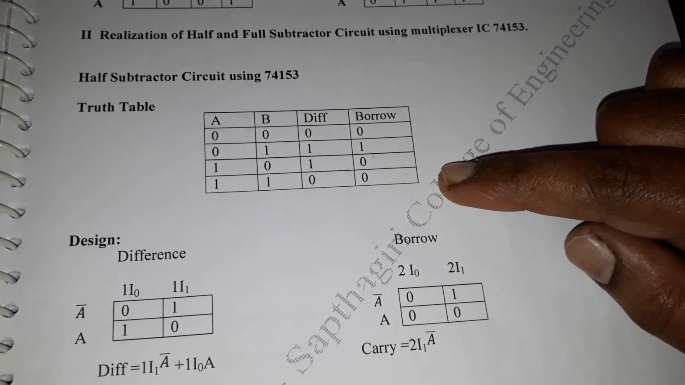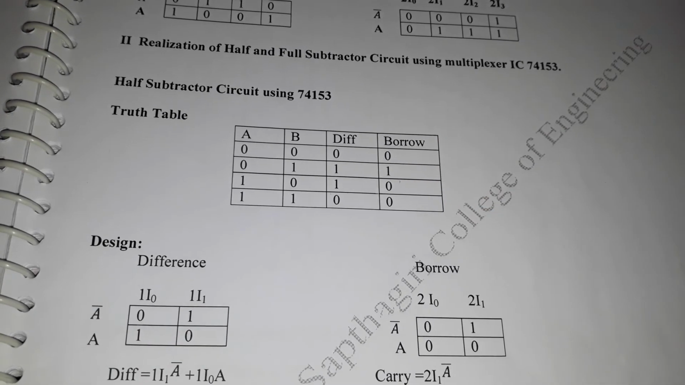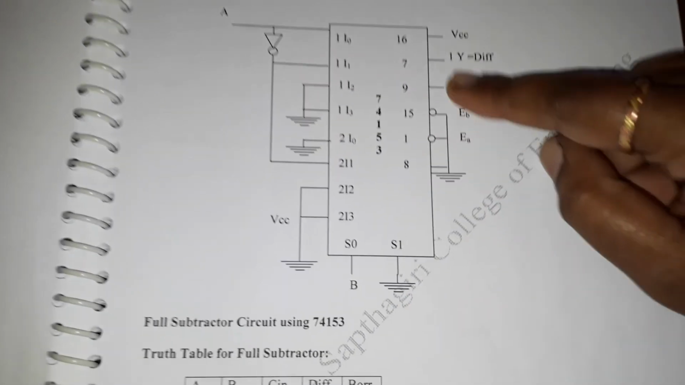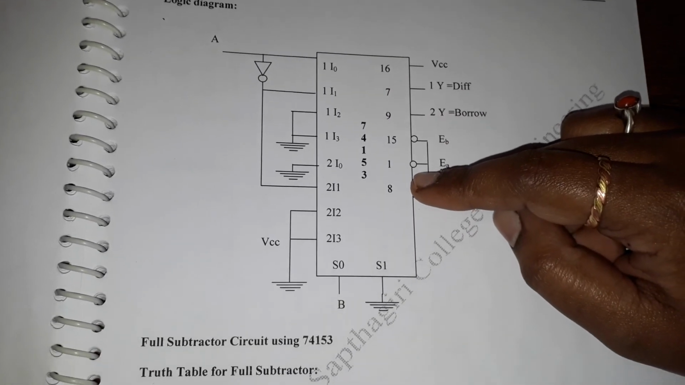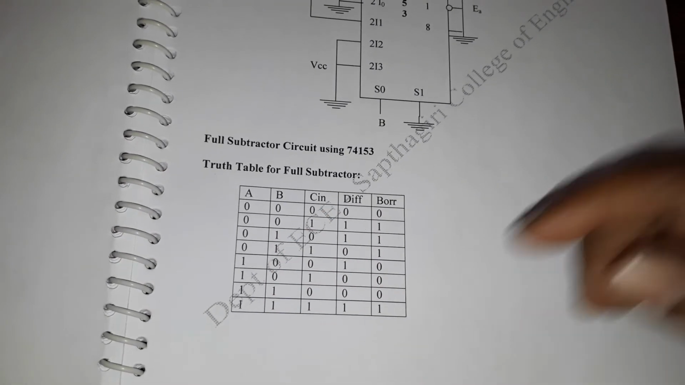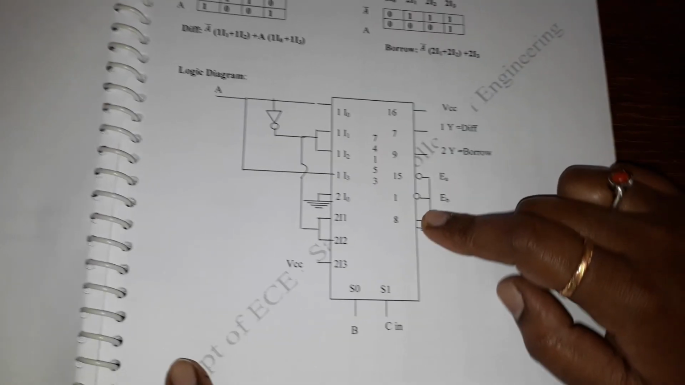Coming to the half subtractor and full subtractor, this is the truth table of the half subtractor. For implementation of that using MUX IC 74153, this is the pin diagram. So you guys analyze the half subtractor and full subtractor truth tables. Fine. This is the full subtractor truth table and this is the pin diagram of the full subtractor using the MUX 74153.